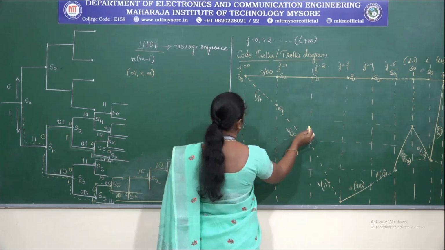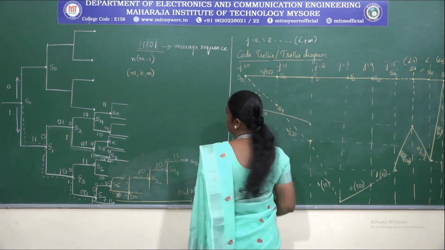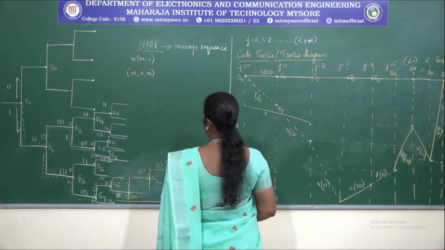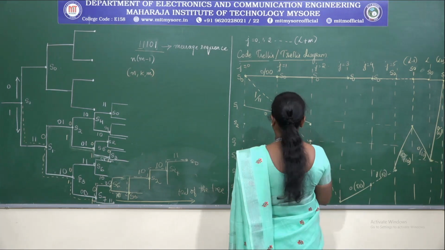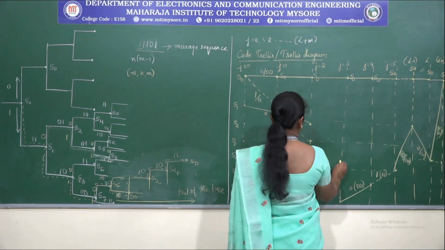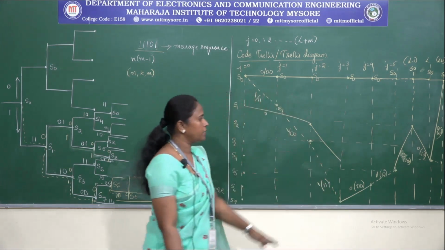S2 of the third stage means this one. Okay, this is for input 0. Next, from S2, if the input is 0, it reaches S4. So S4 is here. Okay, like this you need to complete everything.